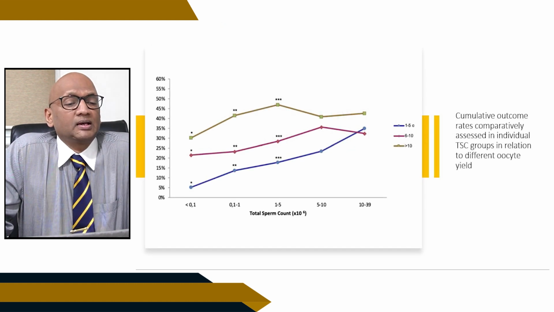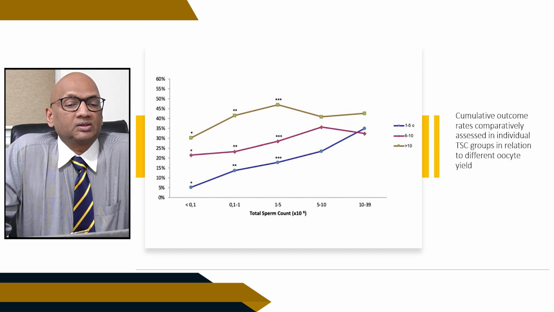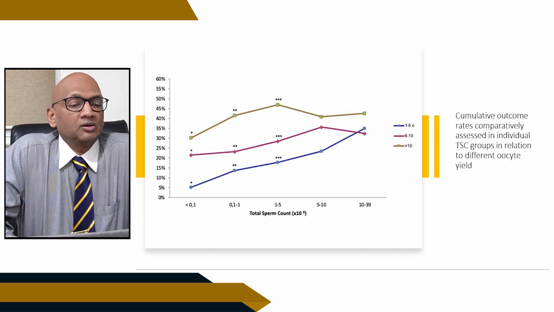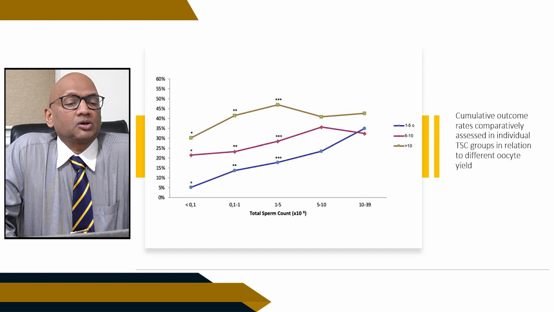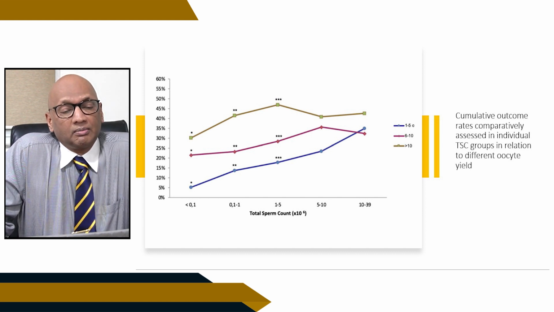If you look at this slide, the total sperm count is correlated with the number of oocytes. The blue one is 1 to 5 oocytes, the red one is 6 to 10 oocytes, and the green one is more than 10 oocytes. Here you see the relation between total sperm count and the number of oocytes. When the total sperm count is good and the number of oocytes is good, it really doesn't make a difference. But when the oocytes are few, the total sperm count really makes a difference.